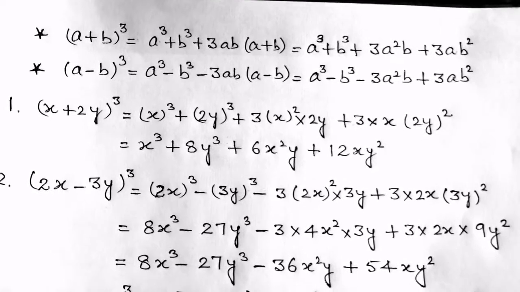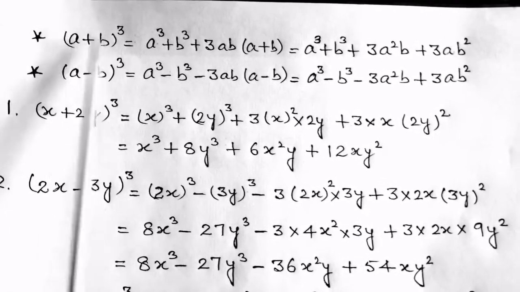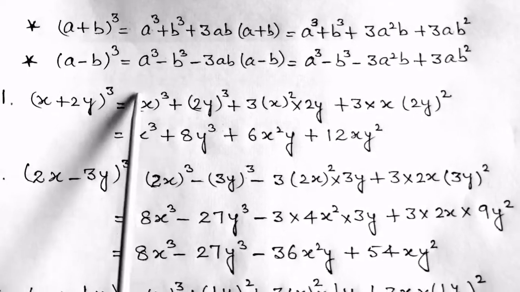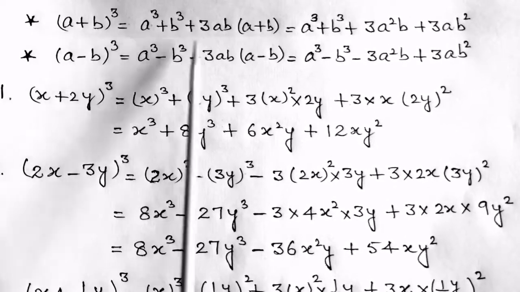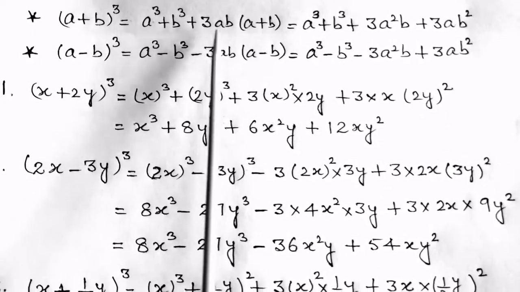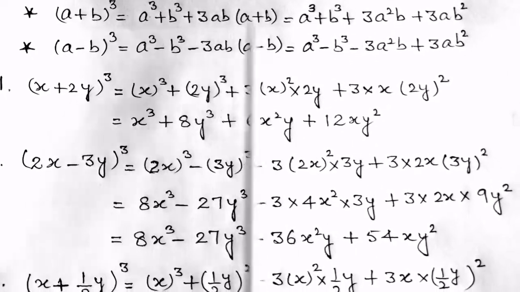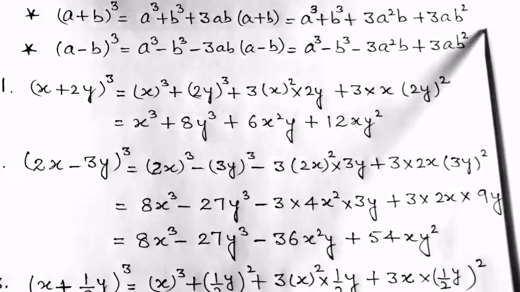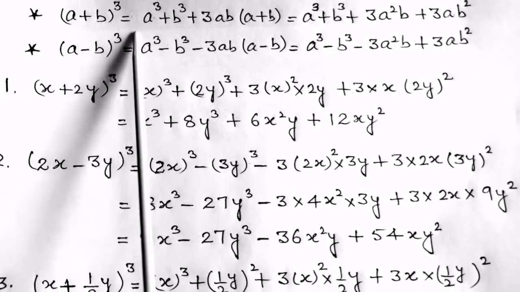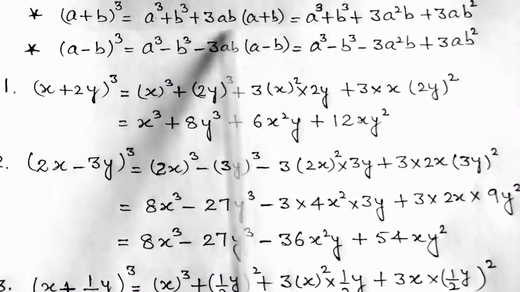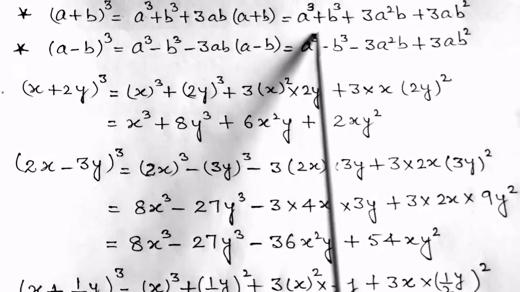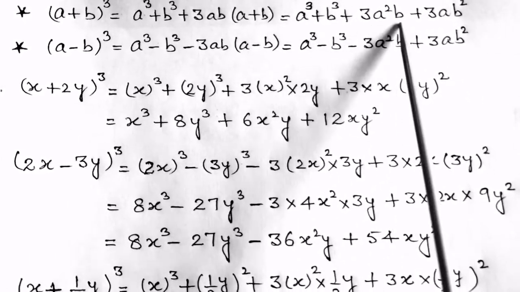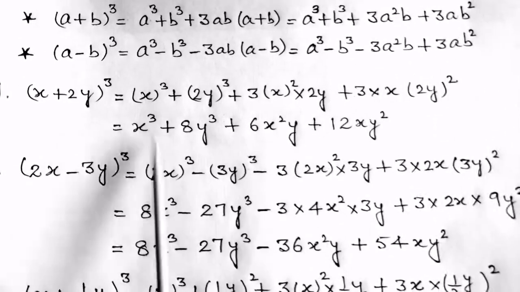Now I come to the next two identities, that is (a + b) whole cube and (a − b) whole cube. If you remember, I had given two formulae, that is either we can use this or this one, but naturally whenever we are going to expand, we'll be using this formula, right? So (a + b)³ is a³ + b³ + 3ab(a + b), or if you open the bracket, you get a³ + b³ + 3a²b + 3ab².